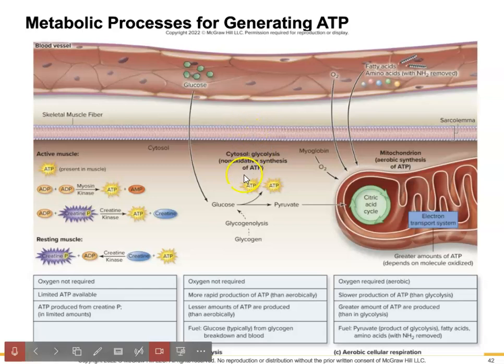Now, in glycolysis, oxygen not required either. Rapid production, but very little ATP. What do we use? Glucose. Aerobic respiration, oxygen is required. It's slower than glycolysis, but makes much more ATP. Well, what do we use? The pyruvates that we made back over here in glycolysis. Okay? All right.